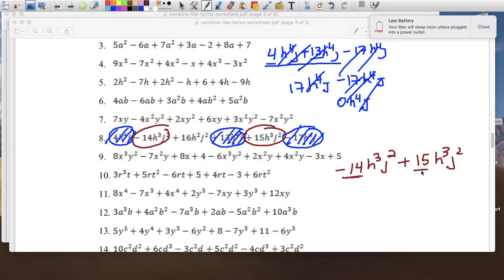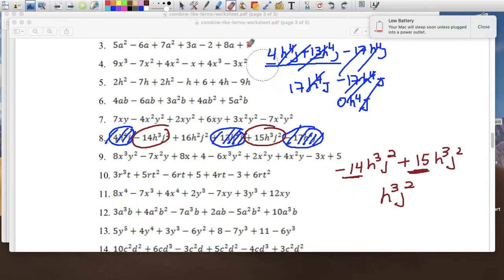There's negative 14 and positive 15. Who's going to win? These guys. Why? Because there's just one more. So that's going to be 1H3J2, which honestly, we don't really write the 1 over here. We just write it like that. It's implied. You already know that there's a 1 there, so we don't really write it.